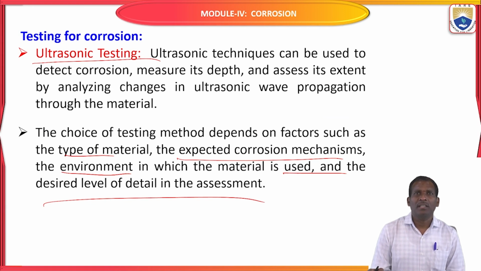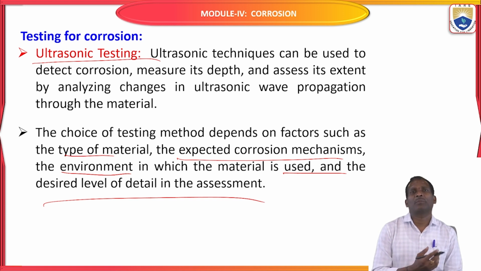Similarly, in ultrasonic testing, by generating ultrasonic wave propagation through the corroded area, you can analyze it and measure its depth and extent. By using this analysis, you can determine the corrosion rate. All these methods depend upon the type of material, the expected corrosion mechanisms, and the environmental conditions.